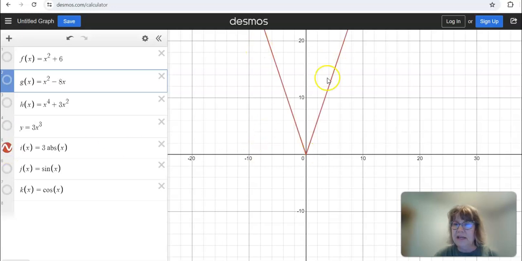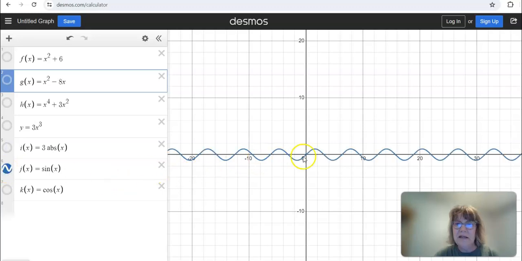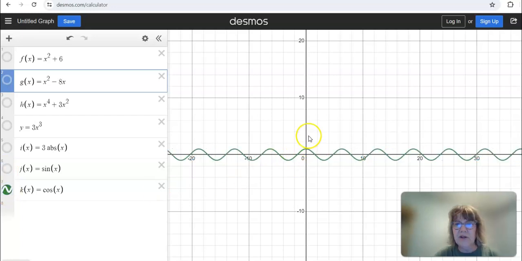Absolute value function, again, symmetric to the y, so that's even. Here's my sine. Notice again, rotational symmetry around the origin, so that's odd. And this one right here, symmetry to the y-axis. Okay, you can reflect it over, right? So that one is even.